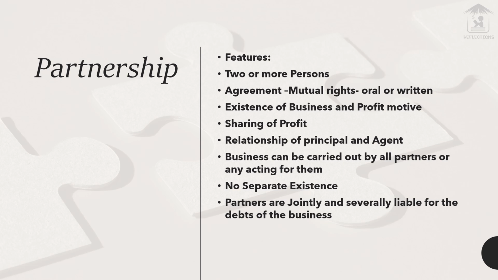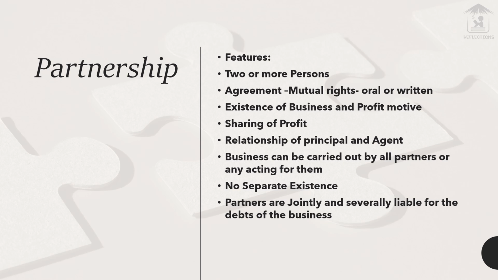Partners are jointly and severally liable for the debts of the business. Now let's take A and B who run a partnership business and they have a liability of 1 lakh. So that 1 lakh is a joint liability of A and B. They can agree to bear the liability in their predetermined ratio or equally.